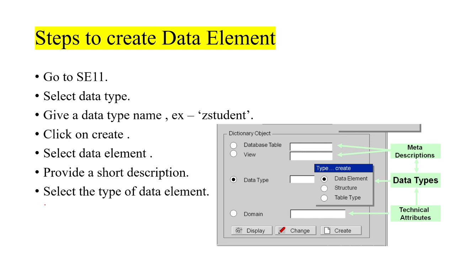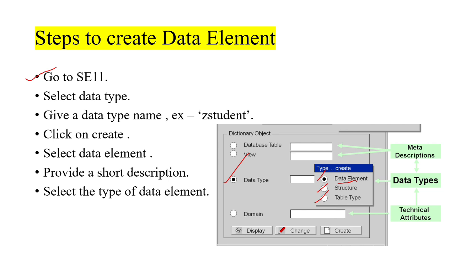Let us see how to create a data element. Very first, to create a data element, we need to go to SE11, that is the data dictionary, and we will get this type of screen, which is the initial screen of the data dictionary. There, select data type, and then click on the create button. We get a screen which asks us to select data element, structure, or table type. Select data element, click on the create button, and provide a short description.